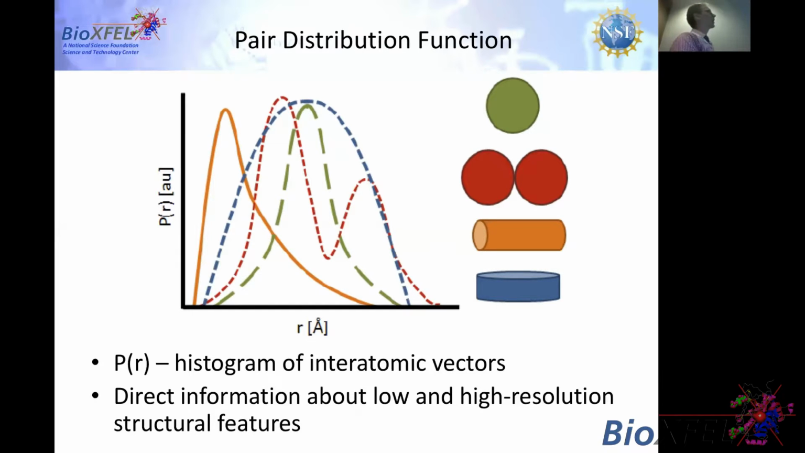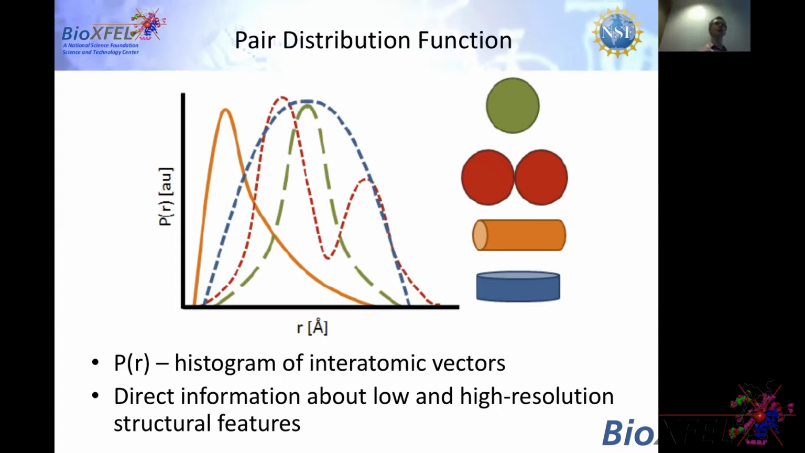For something like a rod, you get a left skewed pair distribution function because you've got a lot of short distances and very few long distances. And something that's disc shaped, you'd end up with a more expanded, broader pair distribution function. And so just that simple Fourier transform can give you a lot of information directly about the shape of your particle in solution.